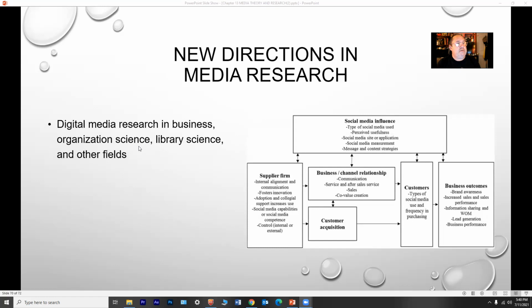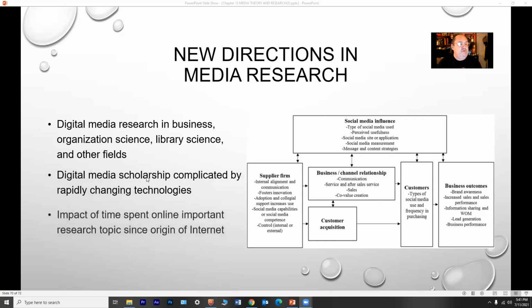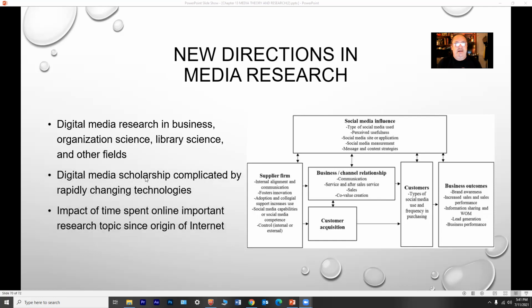Digital media research in business, organization, science. This is some of what we're talking about in our business class. How can we use this to sell more products, to reach more people, to spread our message, whatever it may be? And how does that affect the chain that builds the product or creates the message? I mean, you've got suppliers and business relationships and customers and warehousing and all this stuff. So this all affects the whole chain of any kind of production.